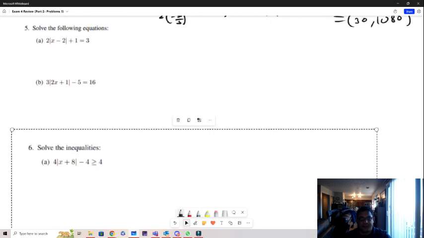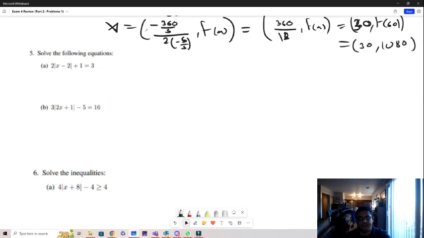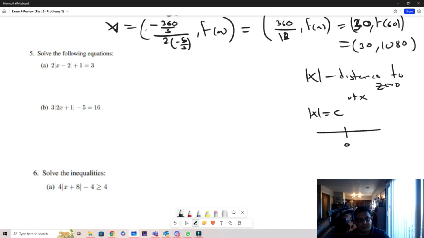Now for question 5, we have some of the absolute value formula things. And so if you remember, the absolute value is about distance. So the absolute value of x is the distance to 0 of x, right? So if we're doing the absolute value of x equals c, we're saying that some point has distance c to 0, but that's only going to give me a couple of points, c and minus c, right?